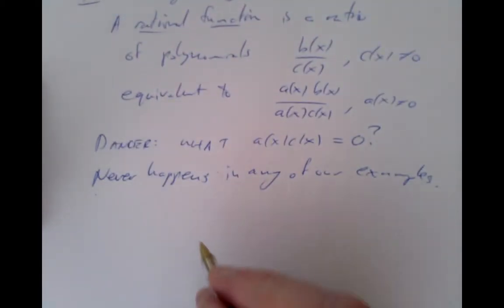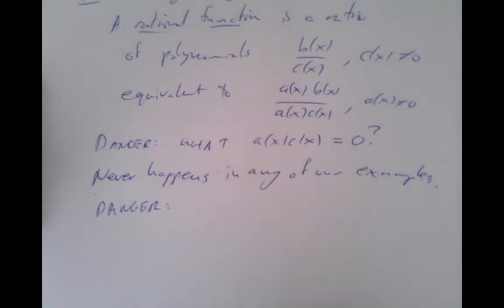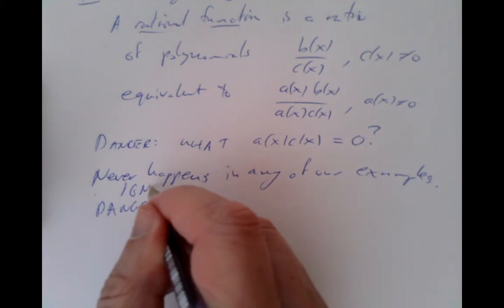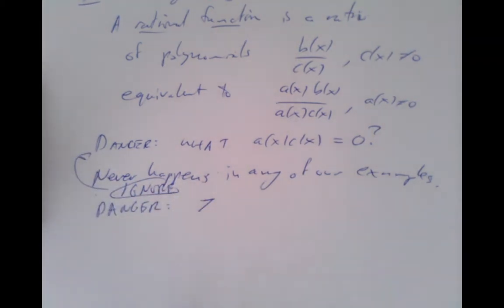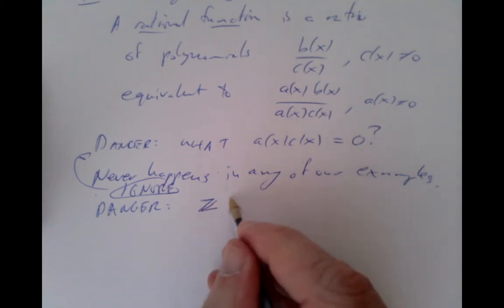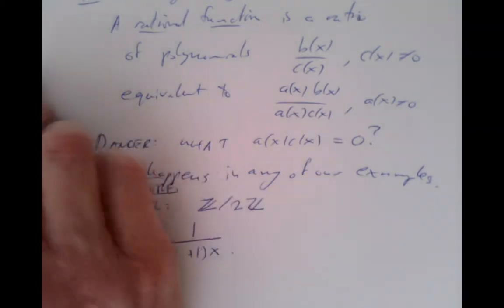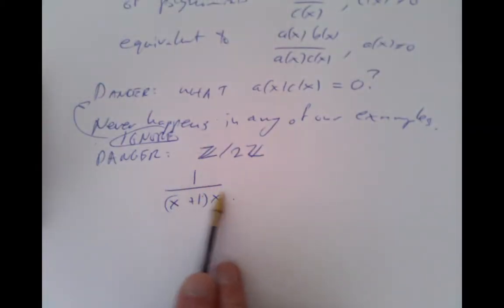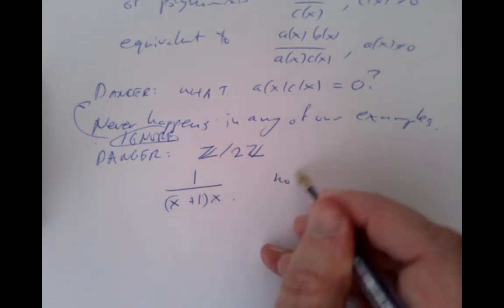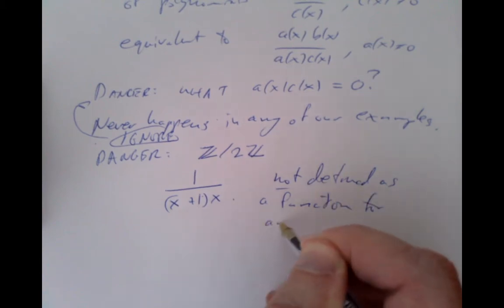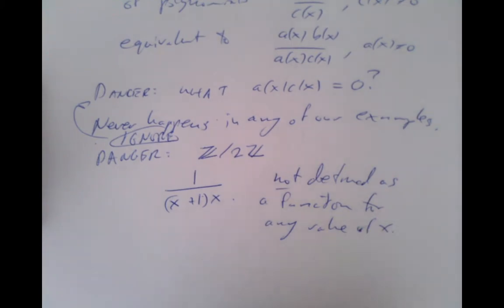There's another problem that we've already seen, which is that we might have a rational function. We're ignoring the first danger because it's never going to happen in our examples. But what if we were to worry about a different problem? Let's work with remainders mod 2, and then we'll work with a rational function in them. So our rational function will be something like 1 over x plus 1 times x. There's a perfectly nice rational function. But we've noted before that when you plug in 0, this wipes out, and when you plug in 1, this wipes out here. So this is not defined as a function for any value of x. And that sounds very bad, a function that's nowhere defined.